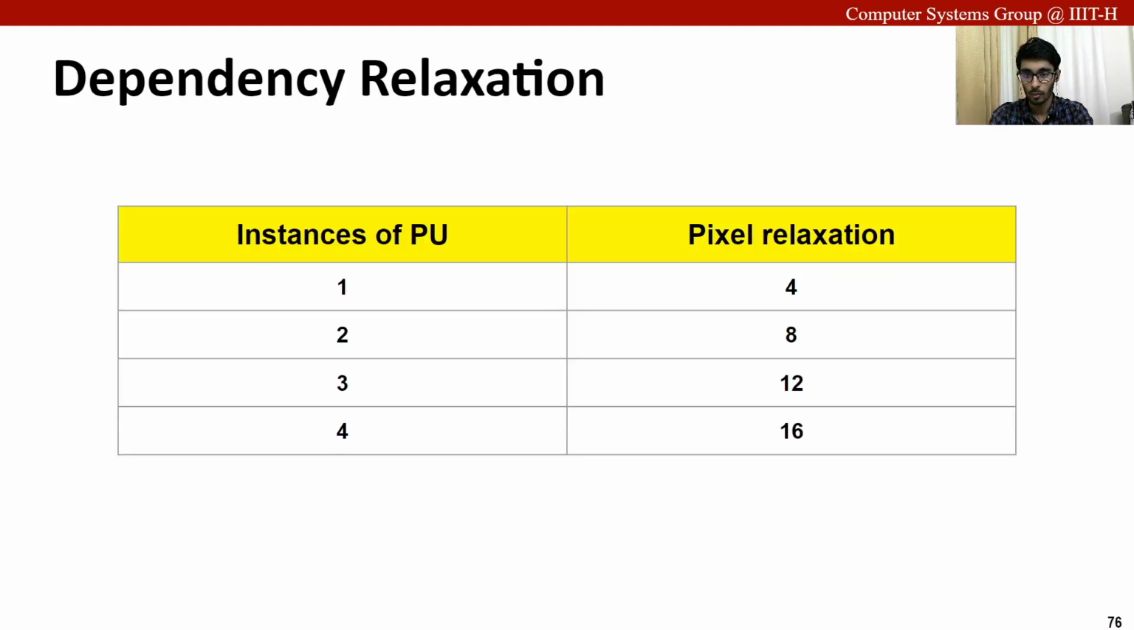We can see that for PU equals 3, pixel relaxation is 12, and for PU equals 4, it is 16. In the next section, we'll see that this increase in pixel relaxation does not adversely affect the error in the disparity map, but the gain that we receive is proportional to the increase in PUs.